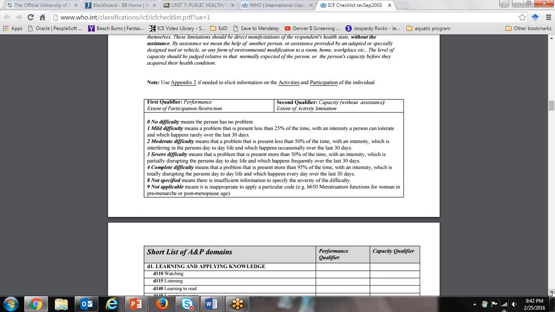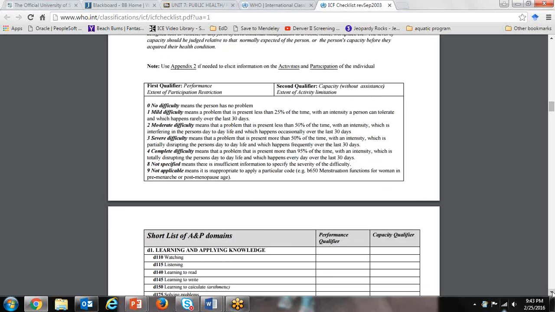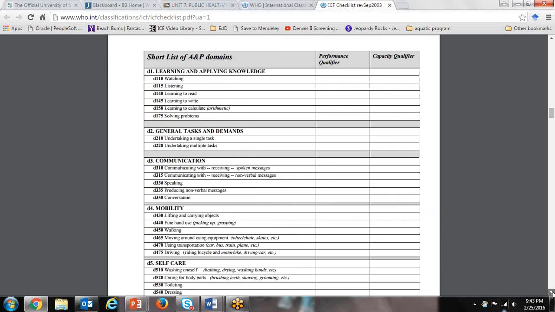So without the use of a walker, without the use of somebody standing next to them, cueing them to do something particular in that task, they are severely limited in being able to do it. Okay, so you actually have to look at their actual ability to perform and then how they're performing without assistance.